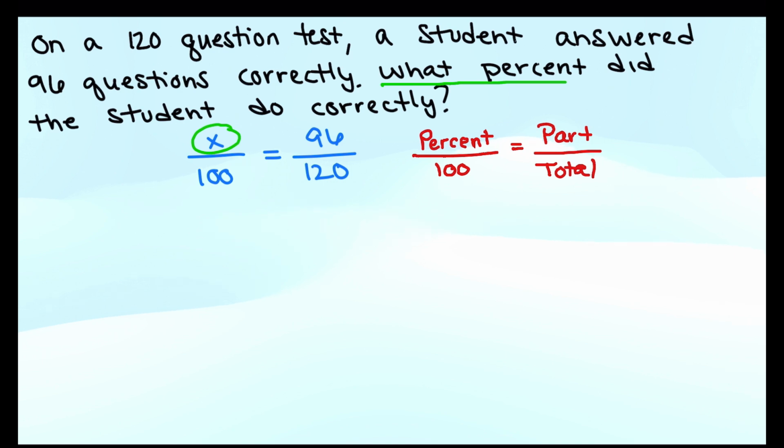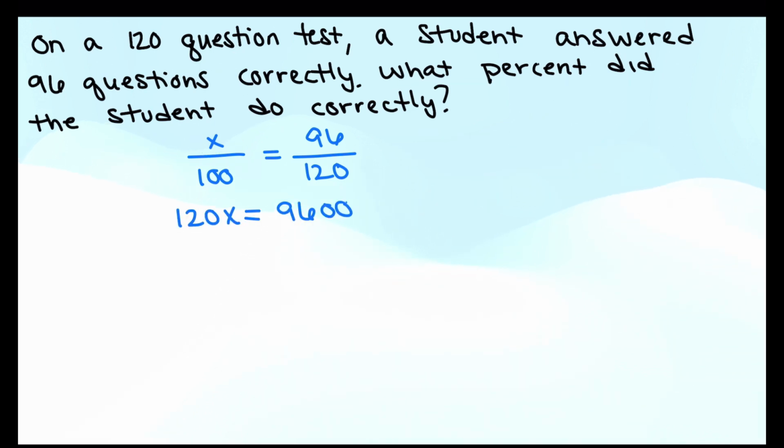This problem is asking us to find what percent. So the unknown in this problem is the percent. So I'm going to put the x over 100. So we're solving for the percent, so x over 100. The total number of questions on the test is 120. So on the right side of my proportion, the 120 goes on the bottom. That is the total. And then finally, 96 is the part of the test that was done correctly. So 96 would go on the top of my proportion.